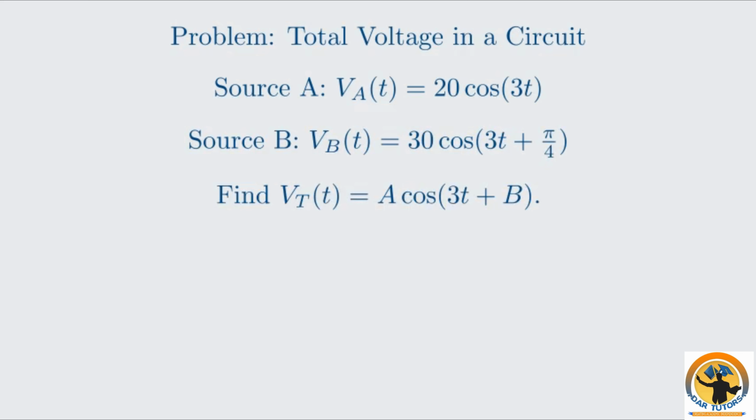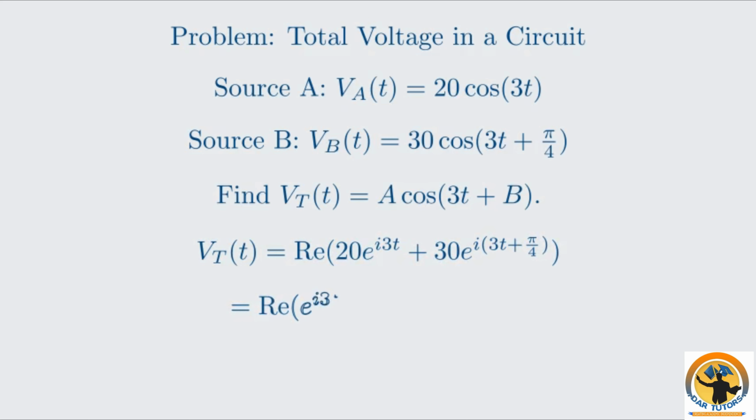Again, the strategy is to move from trigonometry to the complex plane. The total voltage is the sum of the real parts of the corresponding complex exponentials. Factor out the common time-dependent term e to the i3t. We get the real part of e to the i3t times the constant term, which is the sum of 20 and 30 e to the i pi over 4. Now we'll evaluate this constant term.